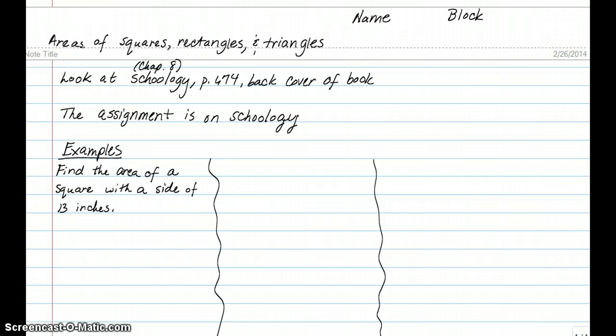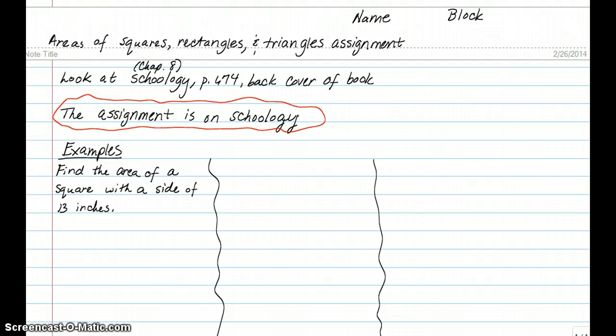There's some information there. And then on the very back cover of your book, there is more information about the area formulas for squares, rectangles, and triangles, as well as some examples. Again, this assignment that you're now listening to the recording for will be at the end of this recording. So it's on Schoology at the end of this recording. And here we go. I'll do an example of each of the areas.